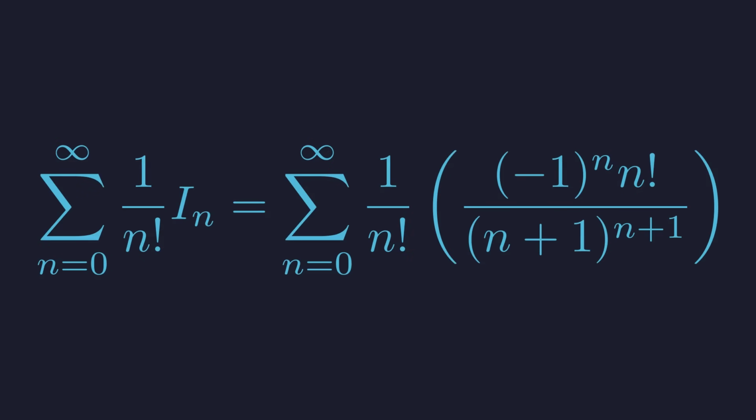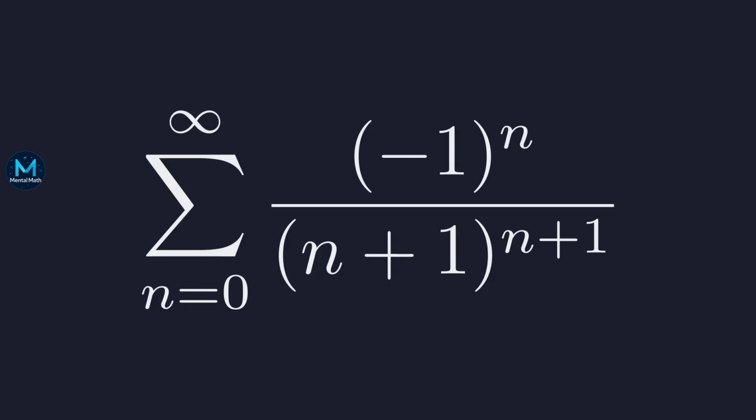Now, we substitute this result back into our infinite sum. We started with the sum of 1 over n factorial times our integral I sub n. Now we plug in our result. And here's the beautiful moment. The n factorial terms cancel out perfectly. This leaves us with an incredibly elegant series.